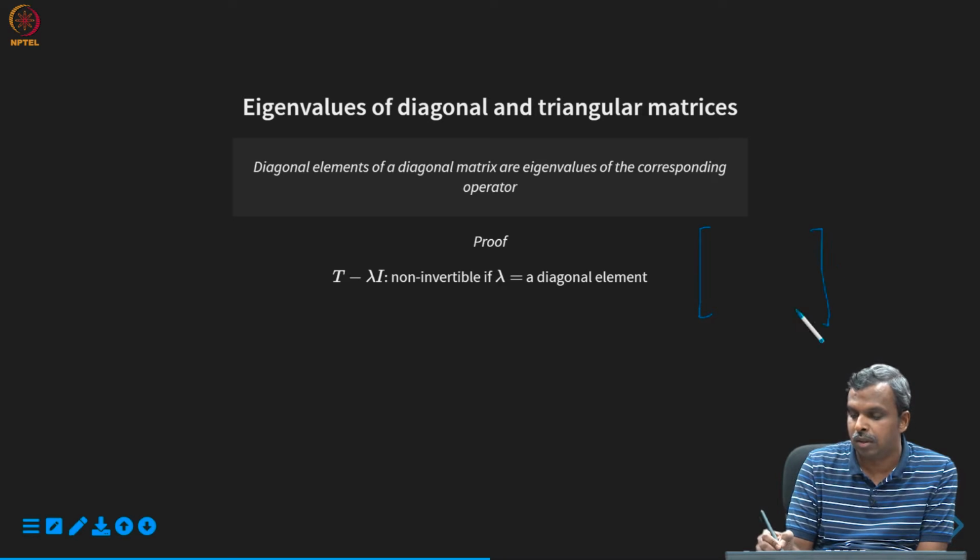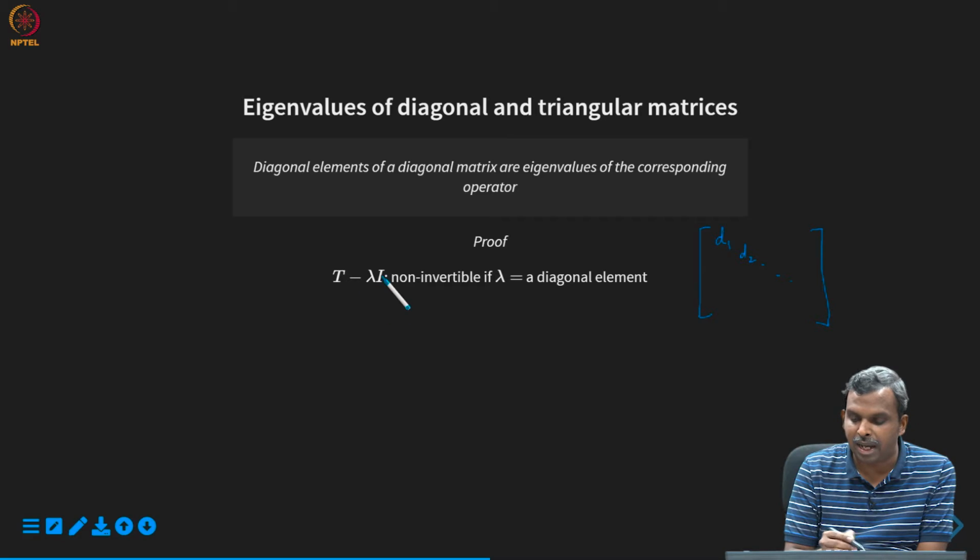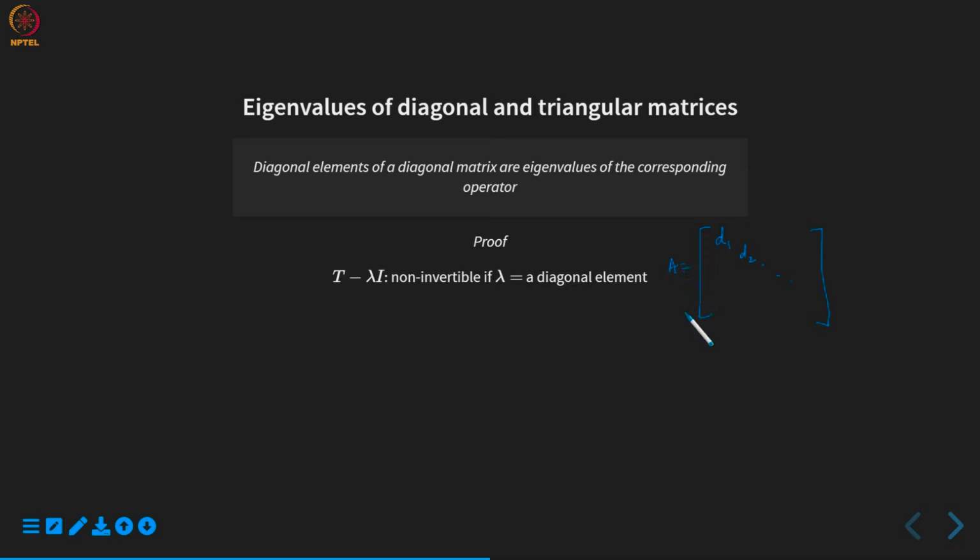So if you have diagonal elements d1, d2 like that, and you do T minus lambda I, what happens? If I do A minus d1 I, I will get 0 here, right? And then d2 minus d1, and so on. I get a 0 here, which means this entire row became zeros. So that means A minus d1 I is non-invertible, and d1 becomes an eigenvalue, right? So that's one important rule to remember.